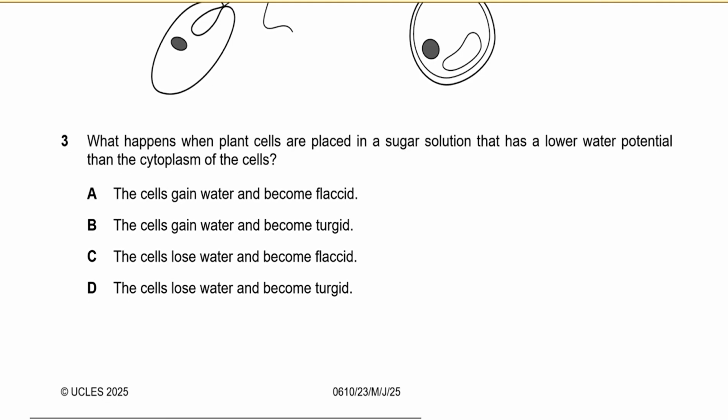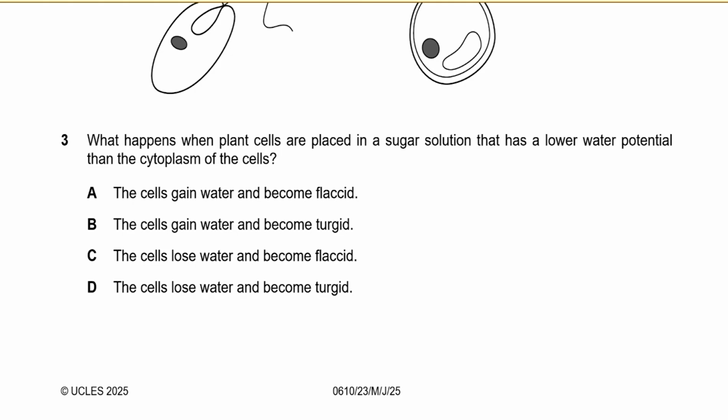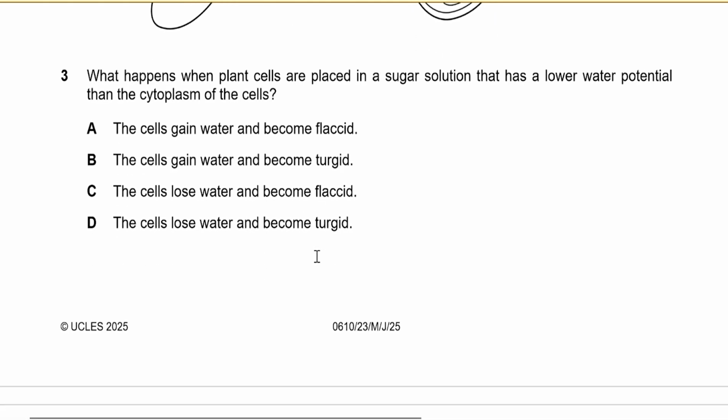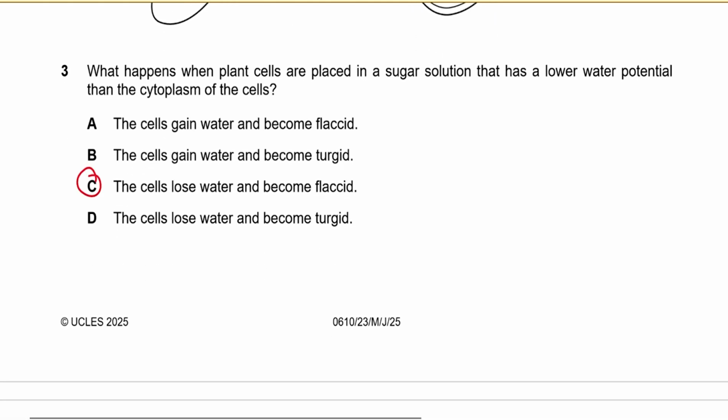Number 3 says, what happens when plant cells are placed in sugar solution that has lower water potential than the cytoplasm of the cell? So the solution has low water potential. It means the plant has more water than the what? Than the solution. So at the end of the day, water will keep moving from the cell by osmosis into the what? Into the solution. Now, as it is losing more water, eventually the cell will become flaccid. Alright, so the cell loses more water and becomes what? Flaccid. That will be our choice.